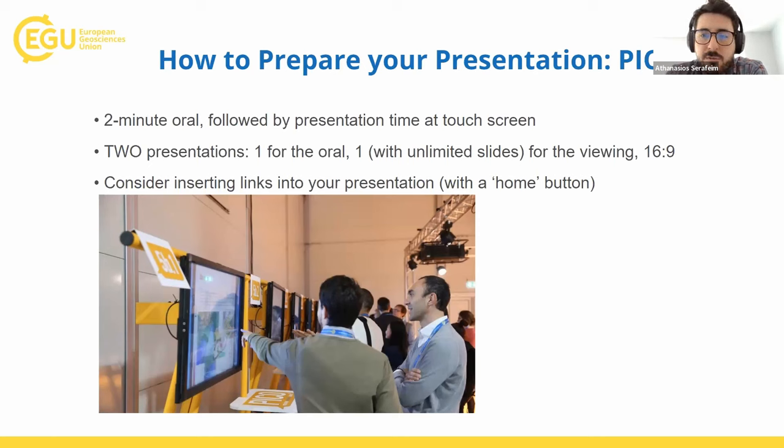The oral presentation should be concise and captivating, providing a brief overview of your research in just 2 minutes. For the viewing part, you will have the advantage of unlimited slides presented in a 16:9 or widescreen format. Also, a good piece of advice is to insert links into your presentation, including a home button for easier navigation, which can help viewers explore different sections of your presentation and find the information they're most interested in.